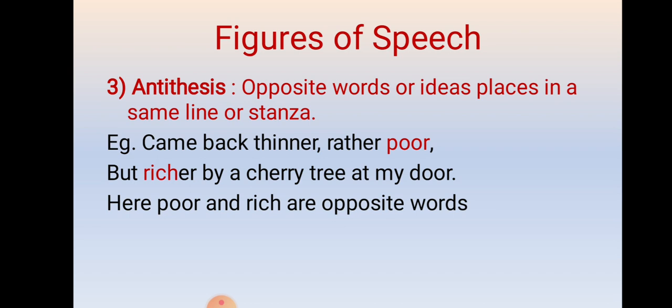For example, here: came back thinner, rather poor, but richer by a cherry tree at my door. So here, poor and richer, these two words, these two ideas are opposite and they are placed in the same line or stanza. And that's why this figure of speech is antithesis.